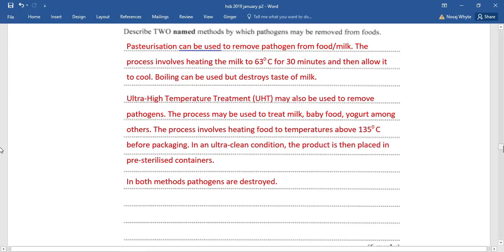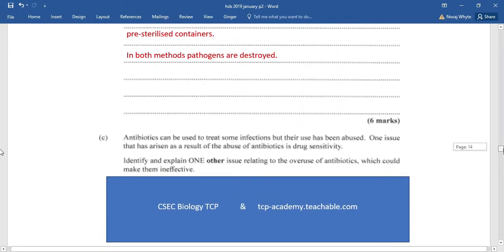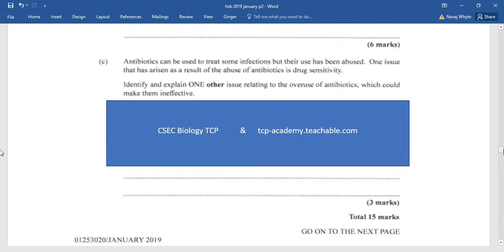So if these are not your two, don't be too alarmed, but these are two possible ways. Antibiotics can be used to treat some infection, but their use has been abused. One issue that has arisen as a result of the abuse of antibiotics is drug sensitivity. So you see that taking this drug here, it might just do more than you expect it to do, or cause more problems than you actually had.